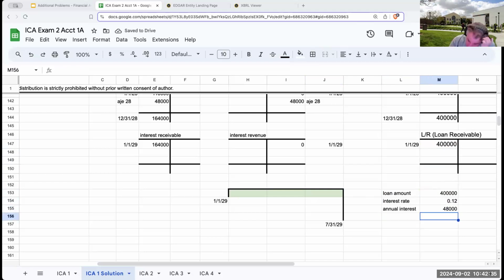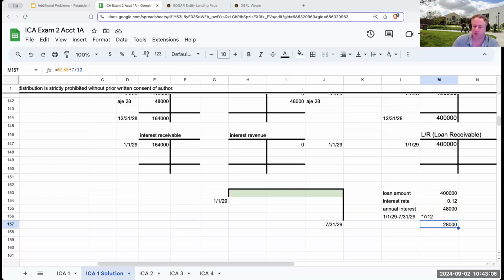However, in this case, I've got how many months of time? January, February, March, April, May, June, July. I've got 7 months going on. So over here, I'm going to multiply this by 7/12, or from 1/1/29 to 7/31/29. And this is going to give me 28,000 of interest earned.